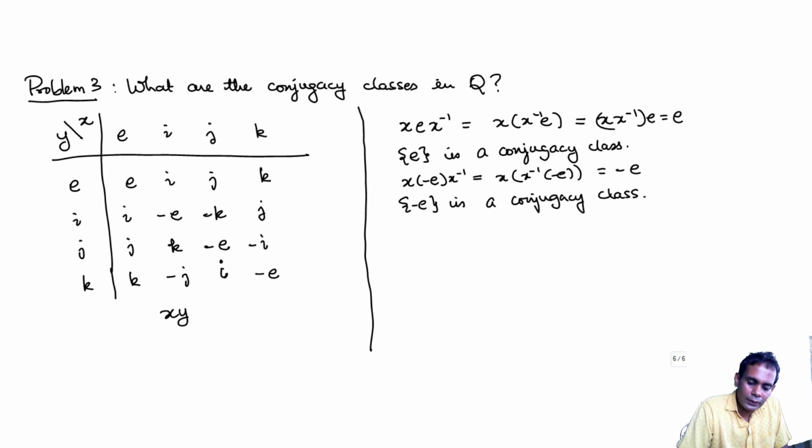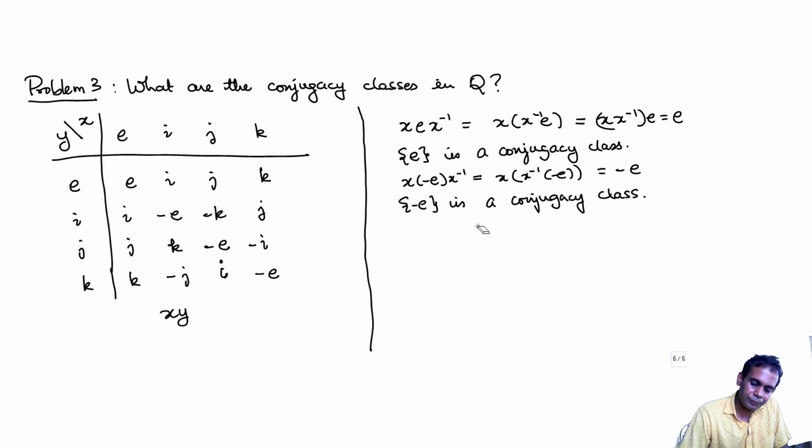Okay, now let's think about i. So I want to know what happens if I conjugate i by various elements. So now if I take e inverse, well, e is the identity element, so this is just going to be i. So there's not much use trying to conjugate by e. Let's just worry about what happens when we do j inverse, minus j inverse and so on.